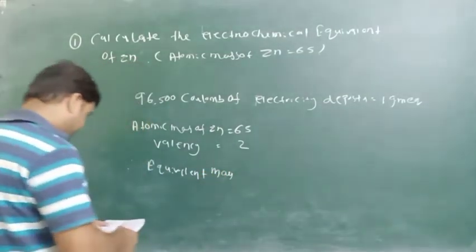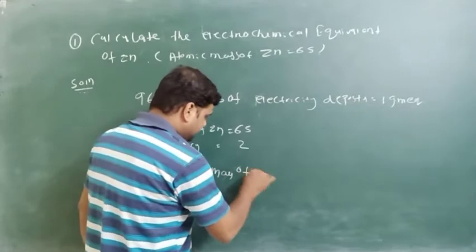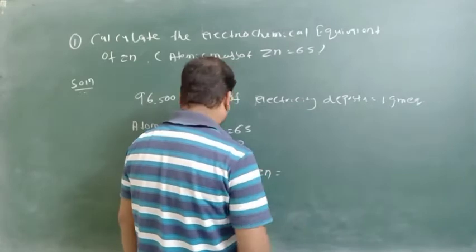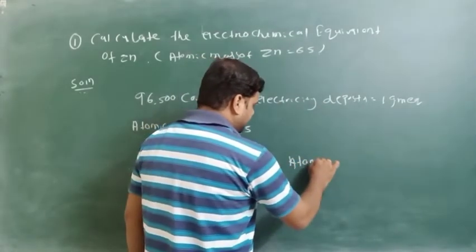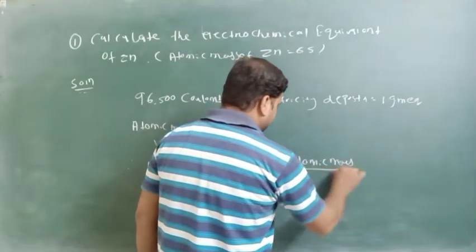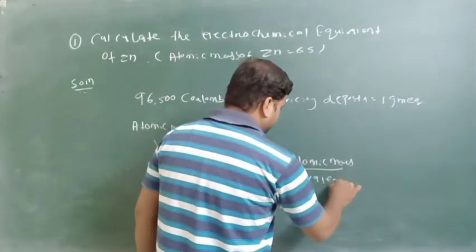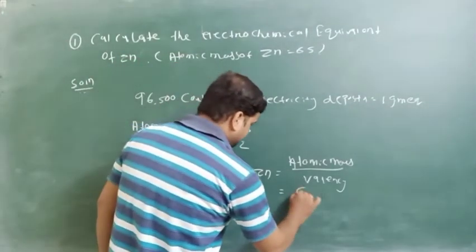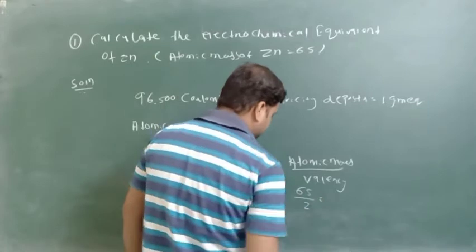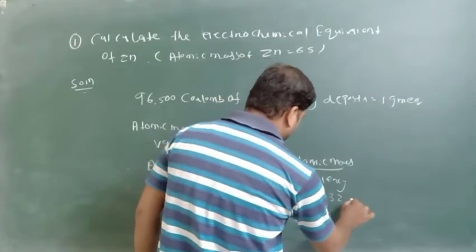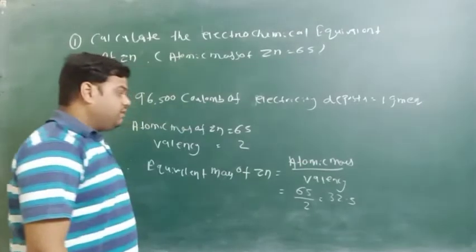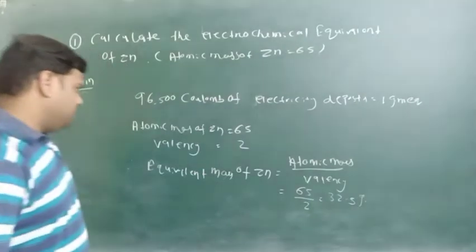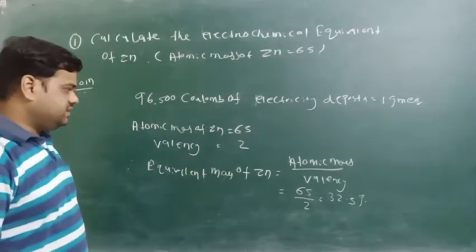So the equivalent mass of zinc, or the chemical equivalent, is the atomic mass divided by valency. The atomic mass is given as 65 and the valency is 2, that is 65 by 2, equal to 32.5. So 32.5 gram equivalent of substance is deposited when 96,500 coulomb of electricity is supplied.